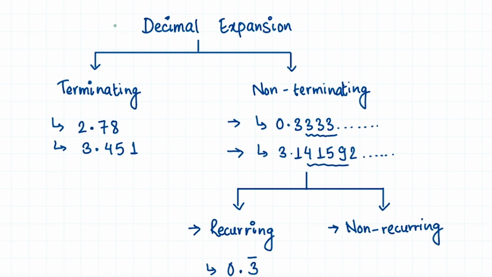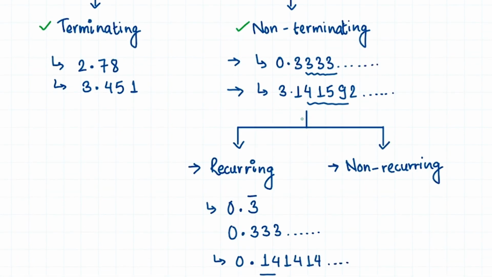So to recap a little bit, we have our decimal expansion. There are two types of decimal expansion. One of them is terminating, the other one is non-terminating, okay? Our terminating decimal expansion ends after certain numbers, whereas the non-terminating never ends. In the non-terminating decimal expansion, we have our recurring non-terminating and non-recurring non-terminating, okay? Recurring means a particular number or a group of numbers repeat, whereas in non-recurring, a particular number does not repeat or a group of numbers also don't repeat, okay? It just goes on and on.